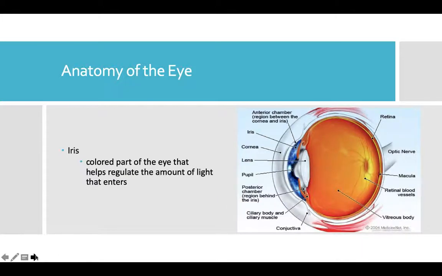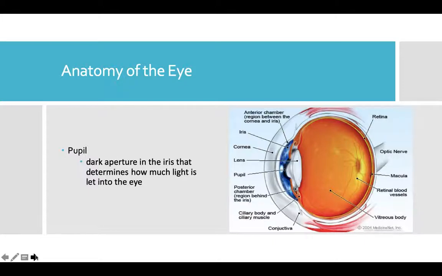The second structure is the iris. This is the colored part of the eye that helps regulate the amount of light that enters through the center, called the pupil. As the iris dilates and constricts, it allows more or less light to enter through the pupil.